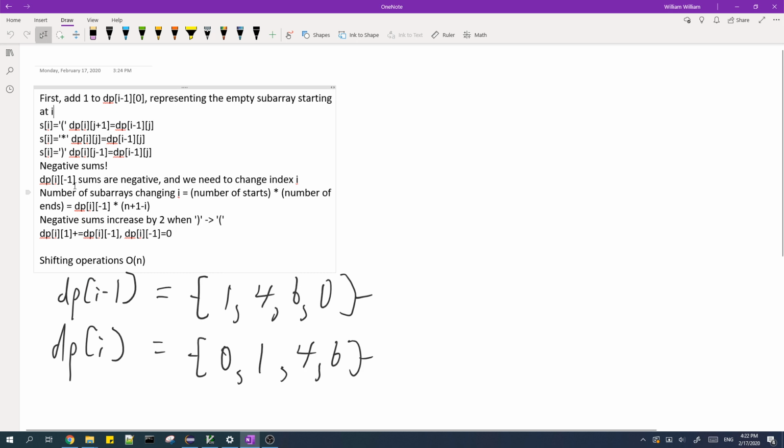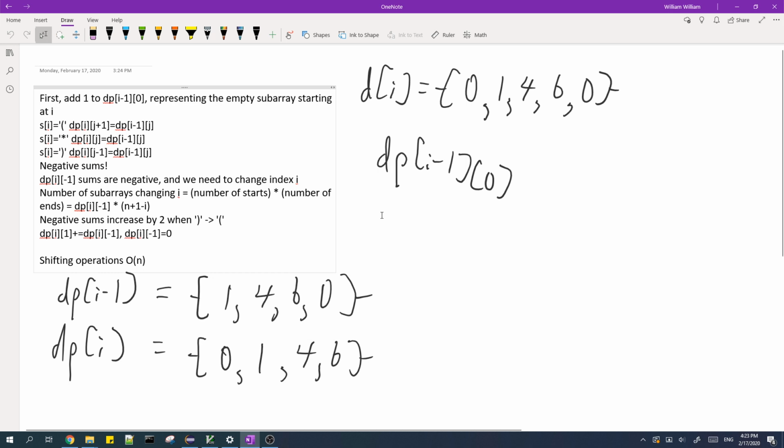So the main bottleneck of this dp is doing the shifting of the dp between row transitions. Shifting is linear time. For example, if this is row I-1, and we have an opening parenthesis, then all the sums increase by 1. So the new dp looks like this. And we'll try to optimize this.